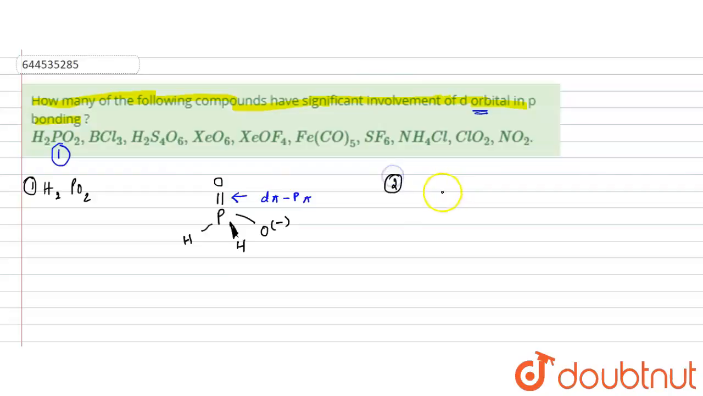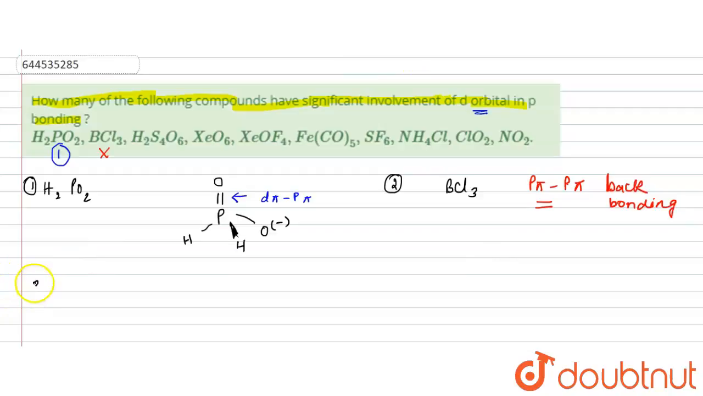In BCl3, we have studied that p pi back bonding occurs, because of the empty p orbital and the lone pair of electrons. This back bonding is p pi p pi back bonding in BCl3. So definitely BCl3 is not going to have d orbitals in pi bonding. Now let's see the third one.